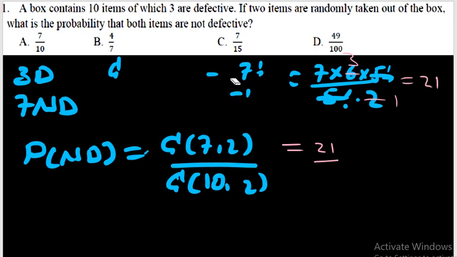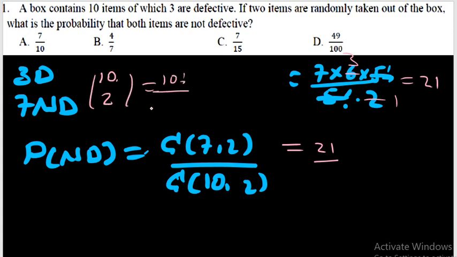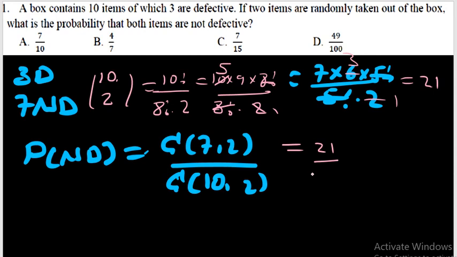The same way when we are trying to do the denominator part, 10 combination 2 is the same as 10 factorial over 10 minus 2, which is 8 factorial, times 2, which is 10 times 9 times 8 factorial, the whole over 8 factorial times 2. Then we can cut 8 factorial, and by 2, 1, this by 2, 5. 5 times 9 will be 45. Then we can simplify by 3, so the answer will be 7 over 15. So which is C.